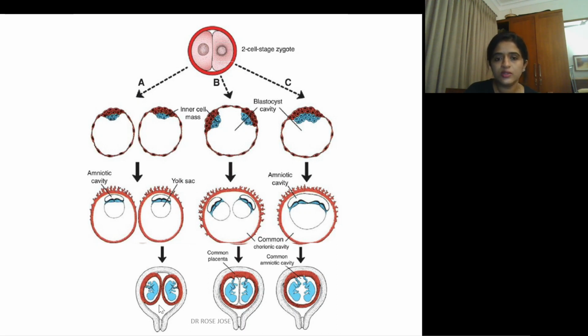You can see the monozygotic twin, the different options of the monozygotic twin. You can see here it is monochorionic, but this actually resembles a dizygotic twin because though it is derived from a single zygote, you can see there are mainly two chorionic cavities, two amniotic cavities and two yolk sacs. Everything just resembles the dizygotic twin. But in this condition, you can see that there is a single chorionic cavity but two separate amniotic cavities. Whereas here you can see that there is only a single chorionic cavity and only a single amniotic cavity.